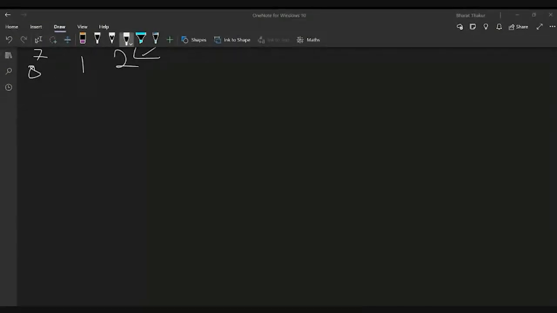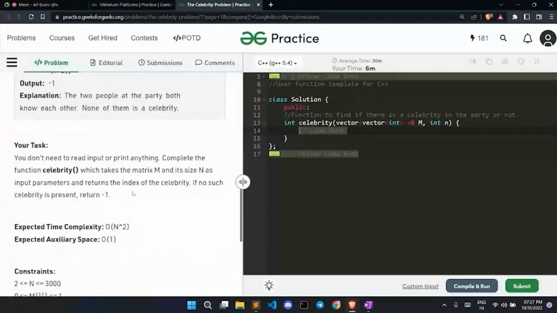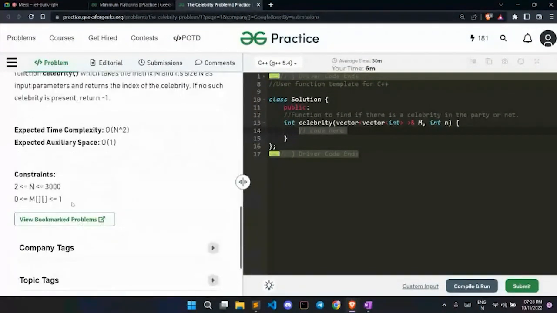And for the next question, we will take this on the screen. So this question is asked in Google. So we will try to solve this one. Okay. So first of all, we will see the constraints. Okay. So yeah, here are the constraints.